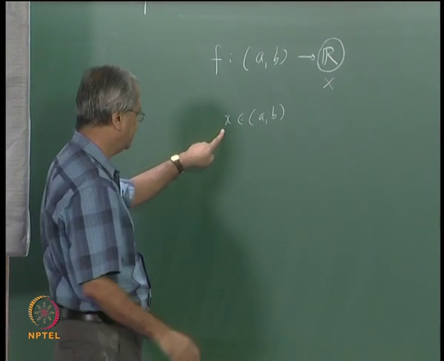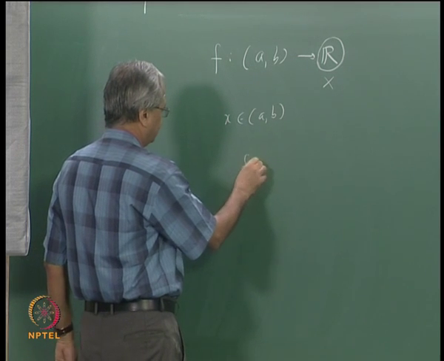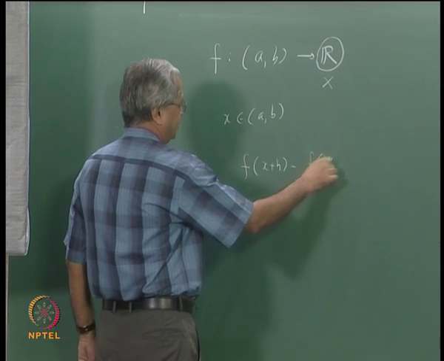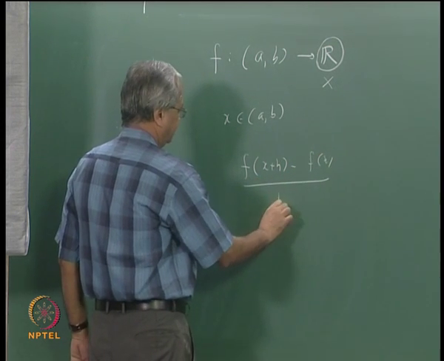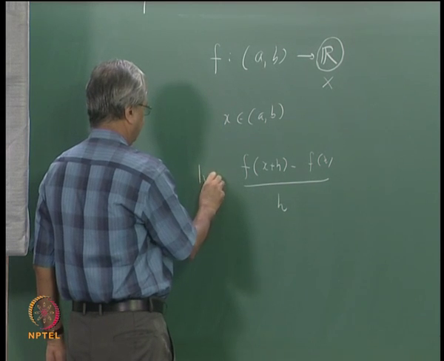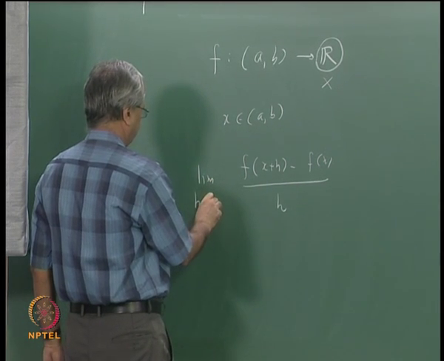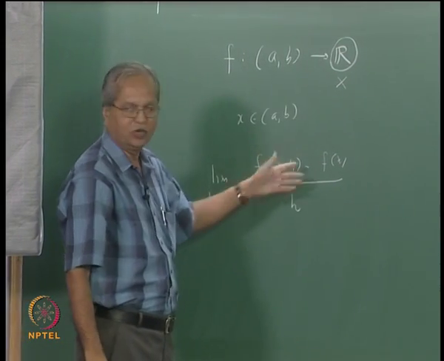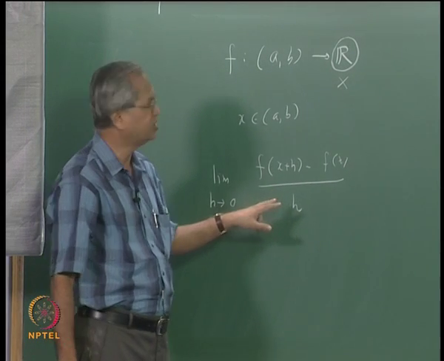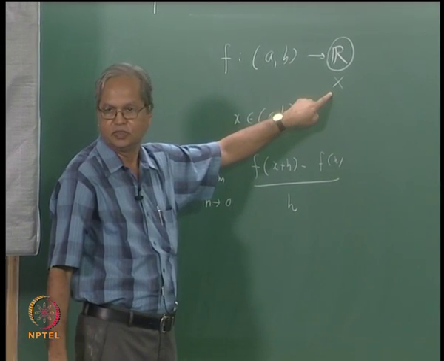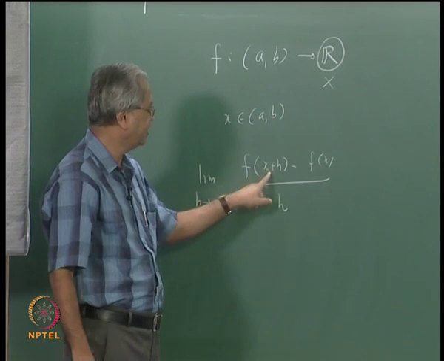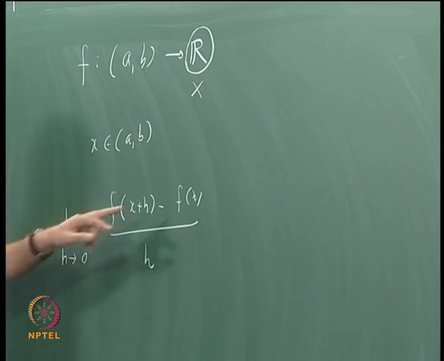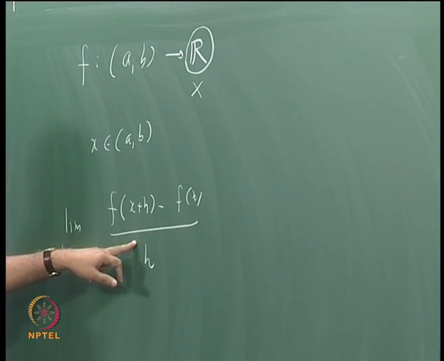If we recall the definition, we take this quotient, f(x+h) minus f(x), divided by h, and take the limit of this as h tends to 0. Now when f was going from (a,b) to R, all this was fine. But suppose now these objects are coming from some other set X. Then f(x+h) is a member of X, f(x) is also a member of X. Then what is meant by subtracting those two, in an arbitrary set X?